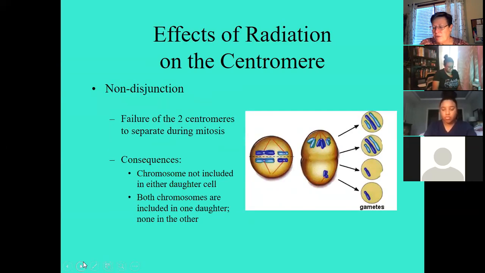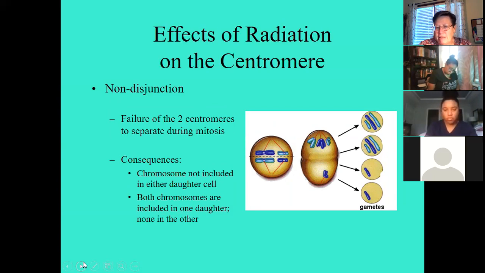The third thing that can happen to the centromere is called non-disjunction. And non-disjunction also is an issue that occurs during cell division. And let's look at the term. What is a junction? Well, a junction is a joining, okay? So if there's a junction, it's a joining, maybe like a joining of two streets. Disjunction means not joining. And so if we have a non-disjunction, that means it does not join, or it doesn't break apart.